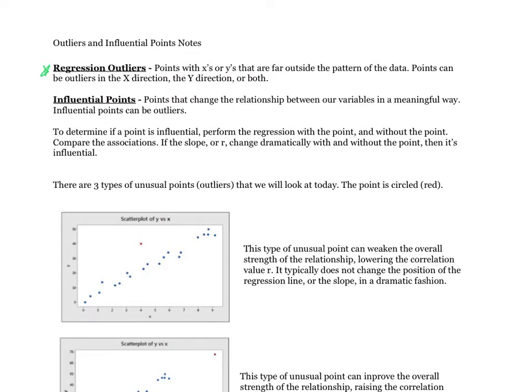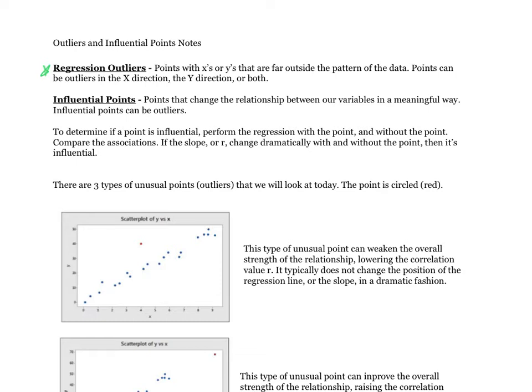Influential points are points that change the relationship between our variables in a meaningful way, and influential points can be outliers. To determine if a point is influential, perform the regression with the point included and without the point. Compare the associations. If the slope, or r, change dramatically with and without the point, then that point is influential.